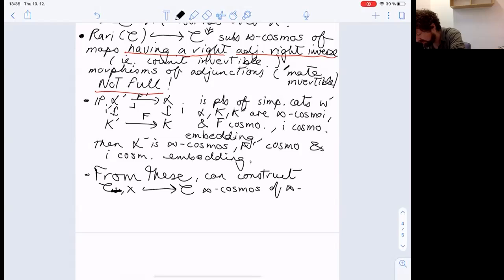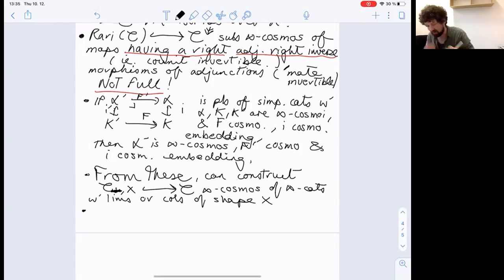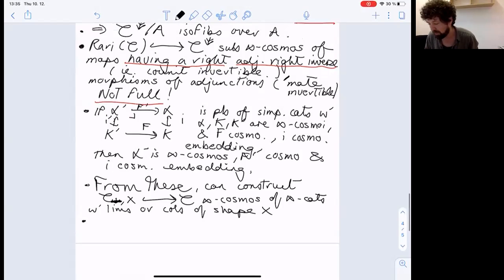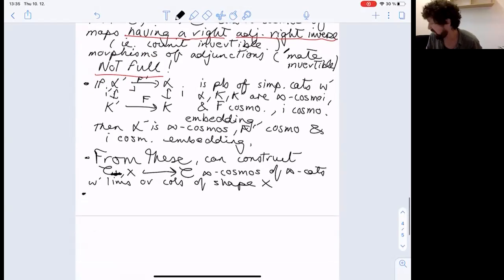of infinity categories with limits or colimits of shape X. So if you think about that for a second, you'll see, well, you can say that an object has limits of shape X if a certain map is an adjoint. Well, you can in fact do it if you say that a certain map is a right adjoint, right inverse. And so that enables you to build these things from the cosmological functors and these pullbacks.